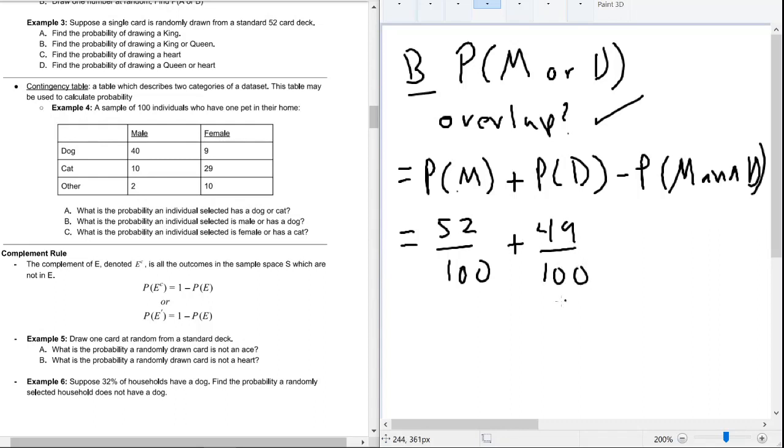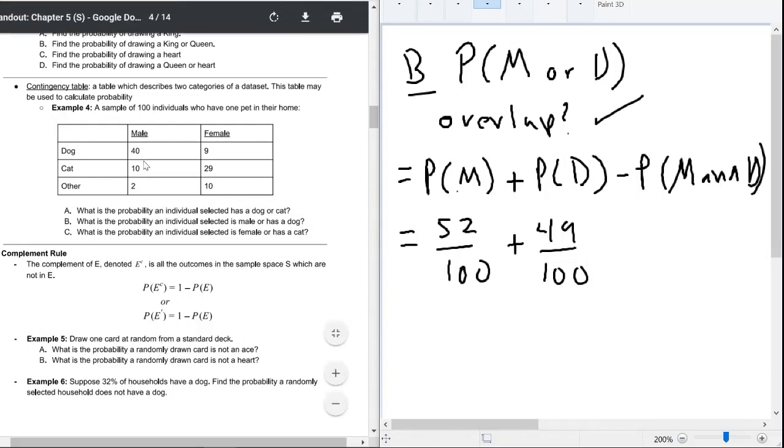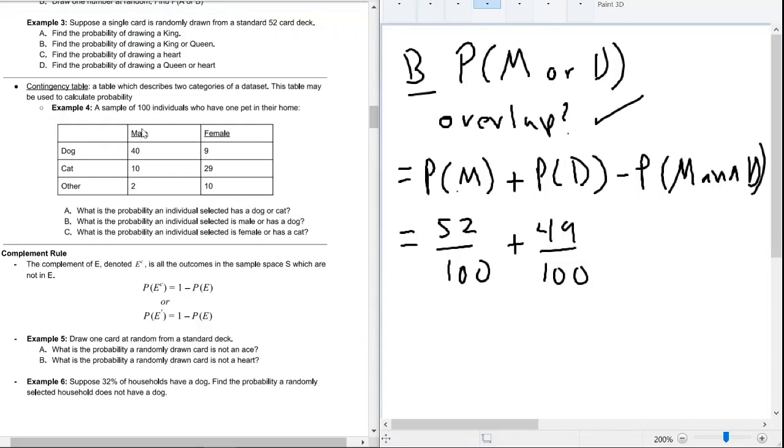Okay. But then what we're looking at here is the overlap male and dog. So what we need to do is we need to go to the data set here and look to see where does male and dog overlap. And notice that it overlaps right here, right? And how many do we have? Here we have 40 out of 100. Okay.